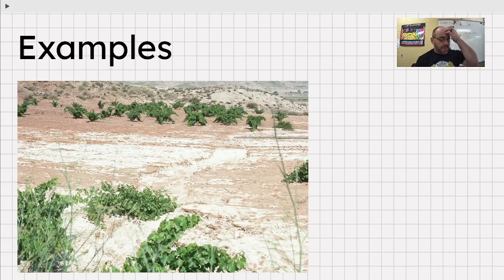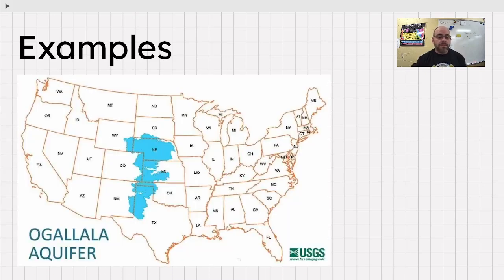Here's an example of that. This is an example of fields that have been irrigated and salinized, right? Because of the arid climate, because it's so dry, water evaporates quickly, and any salt just continues to accumulate, and eventually accumulates so much that nothing will grow. And it's a very big problem in some parts of the world.